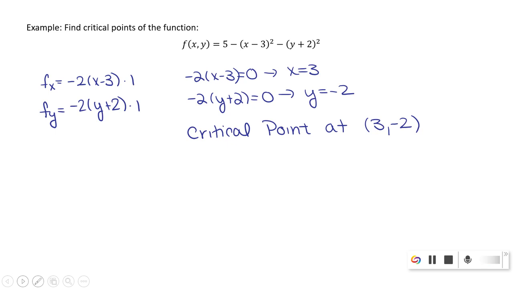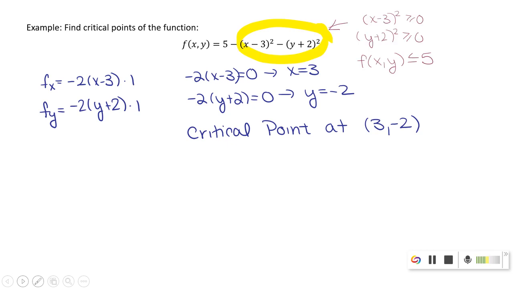Now, it's possible that this critical point is a max. It's possible that it's a min. Or it could actually be neither of those things. In this particular case, because our function is, I guess, relatively simple, we can actually figure out what is happening at that point. So both of those squared quantities, the (x minus 3) squared and the (y plus 2) squared, are never going to be negative. If you square a value, you will never get a negative. Both of those quantities have to be bigger than or equal to 0.